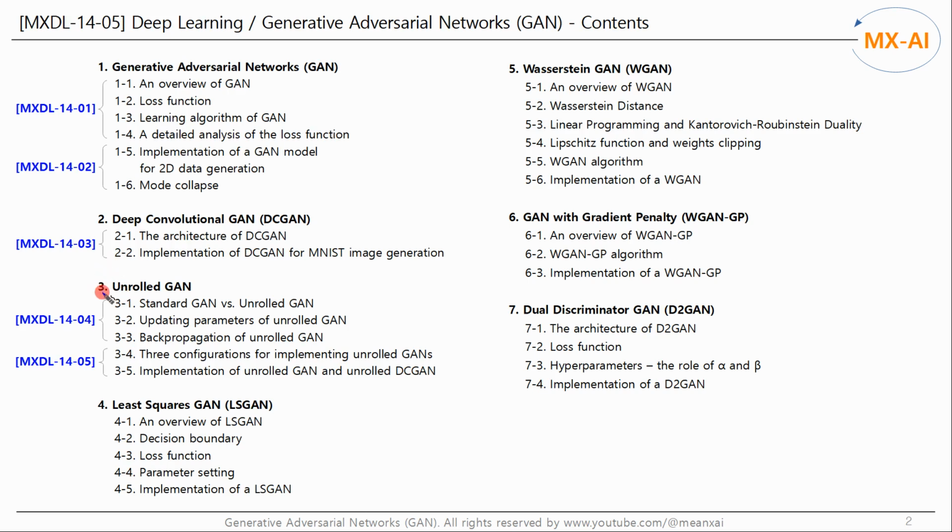So far, we have looked at unrolled GANs. In the next video, we'll look at least squares GANs.